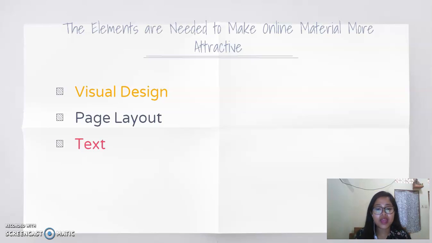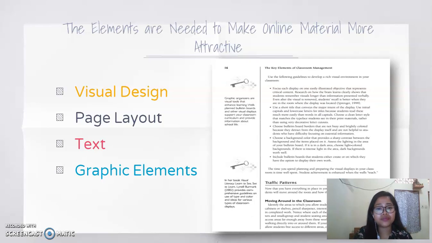Next is text. The text covers such things as typefaces, type size, bold and italic underlining, avoiding all caps, and color. The last is graphic elements such as symbols and icons, bullets and numbers in a series. So this is the example of the online material.